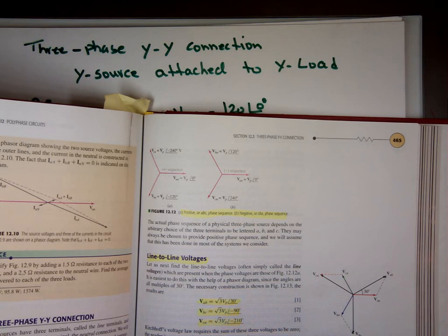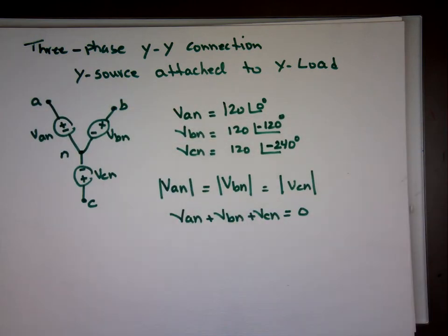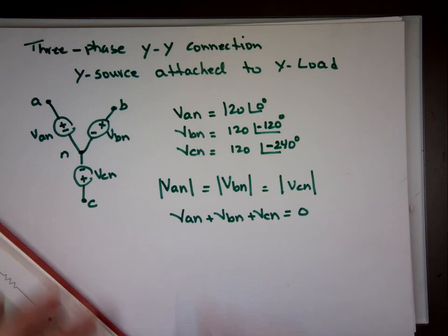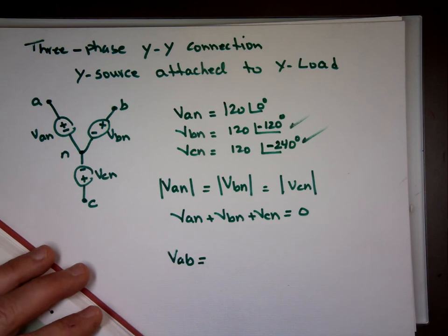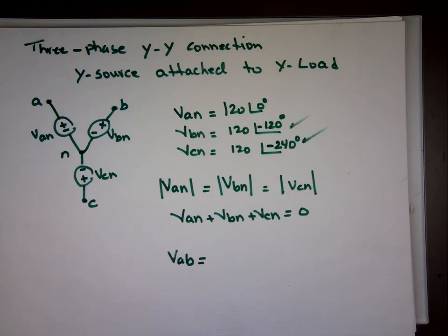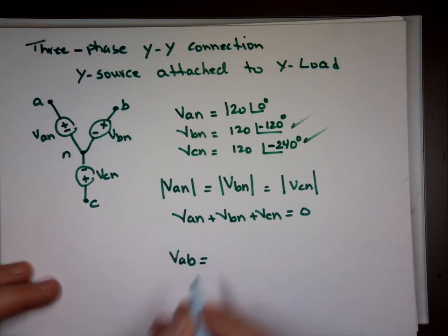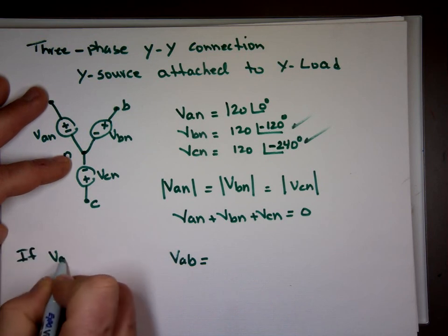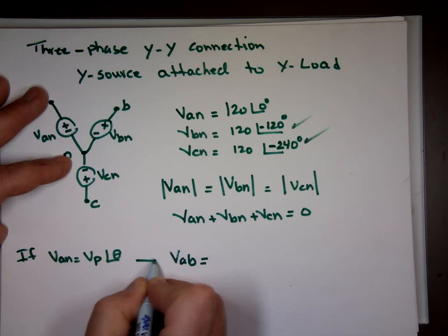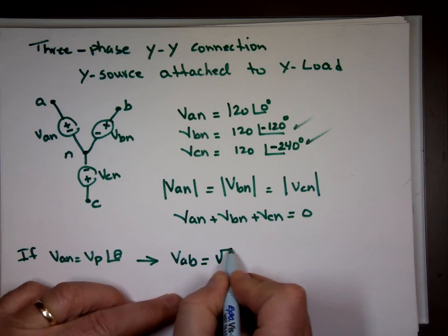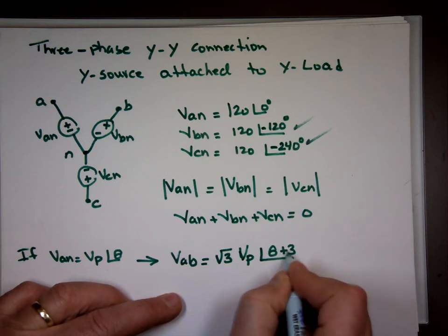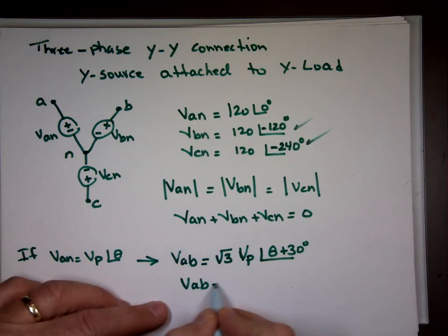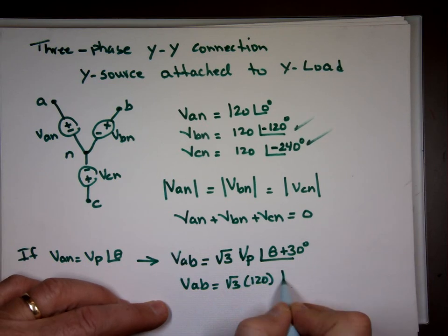Now let's say we're going to attach this to this source. By the way, I think we did this last time: if you know VAN, you immediately know this one and that one, and you also know VAB. If you remember last time, if VAN equals some peak value, angle theta, then you can get VAB. VAB is going to be the square root of 3 times that number. That's the magnitude. And the angle, add 30 degrees to it. So in this case, VAB is the square root of 3 times 120, and the angle will be 30 degrees.